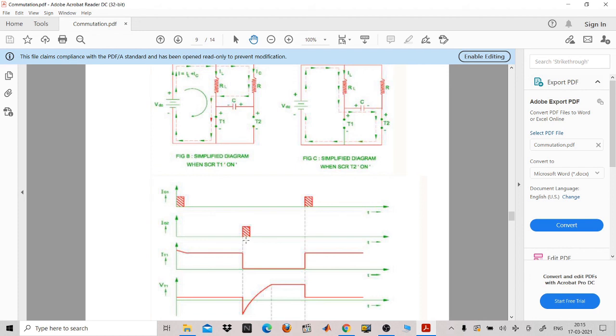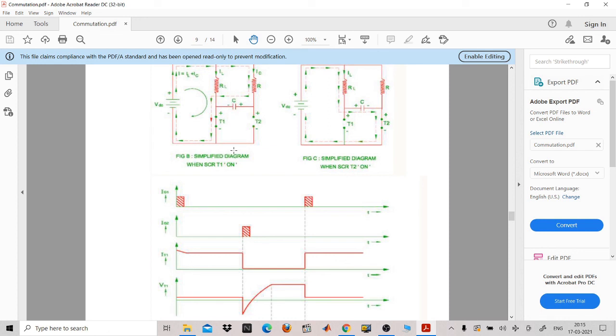Now suddenly, at this point, you are applying a gate pulse to T2. So when you are applying a gate pulse, it means this plus will come here and this negative will come here. It means instantly at that moment you are applying a negative voltage. So this will instantly shoot up in the reverse direction, and then you can see here your capacitor is charging. It means now it is increasing. Now it is first moving towards 0, and then it is increasing in the positive direction. So these are the waveforms for the class C commutation.